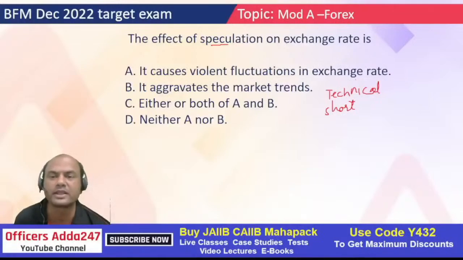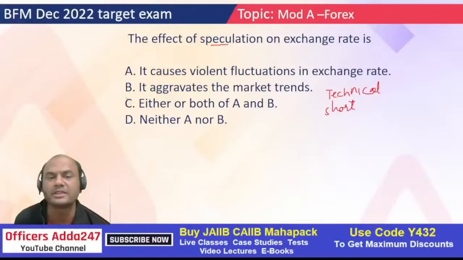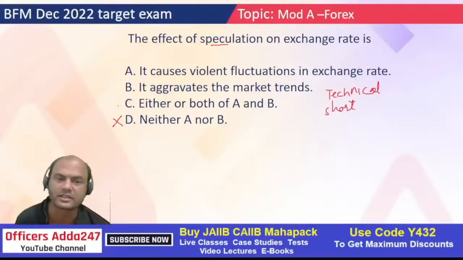Now, the effect of speculation on exchange rate is: A, it causes violent fluctuations in the exchange rate; B, it aggravates the market trends; C, either or both A and B; D, neither A nor B. What is the answer? D is out. The answer is either or both of A and B. Correct, C is the answer. Now give me the other technical reason for short-term fluctuation. One is speculation. The second is the interest rate difference. Always remember, it's not a part of this question, but interest rates.